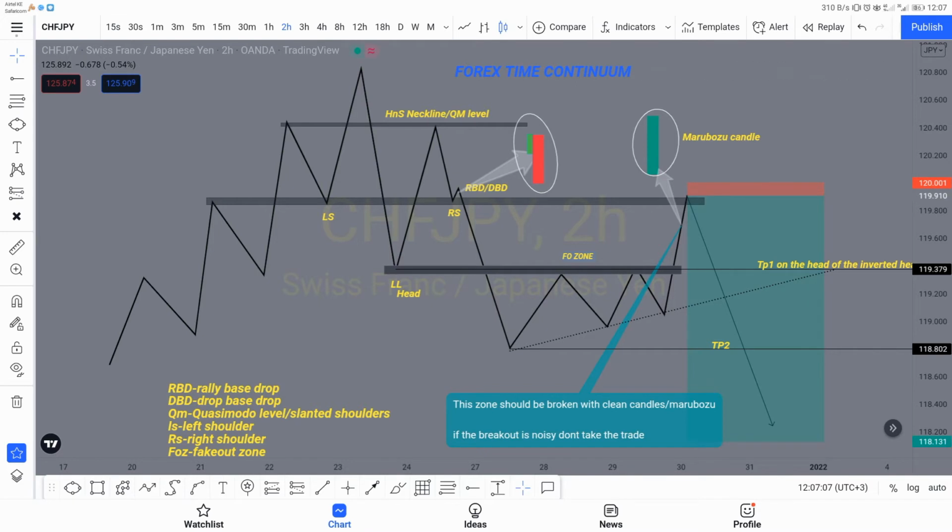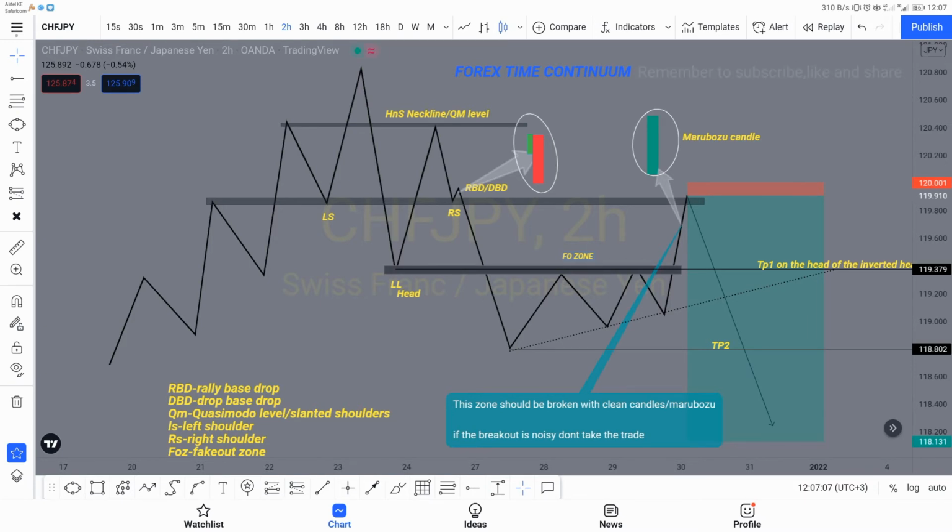So after the price has done the fake outs, we wait for a breakout, and the breakout must be clean. Marubozu candles, those clean candles, the long ones, not some noisy candles. It should be a clean candle that breaks out the zone. Like I've written there, this zone should be broken with clean candles, Marubozu. If the breakout is noisy, don't take that trade.